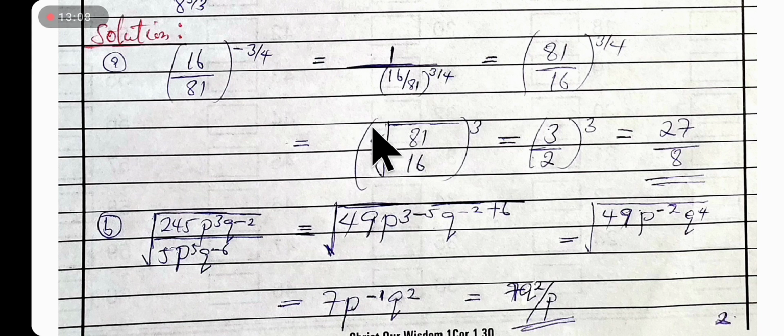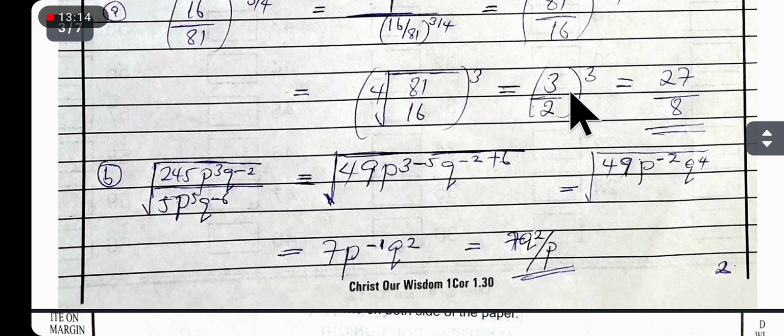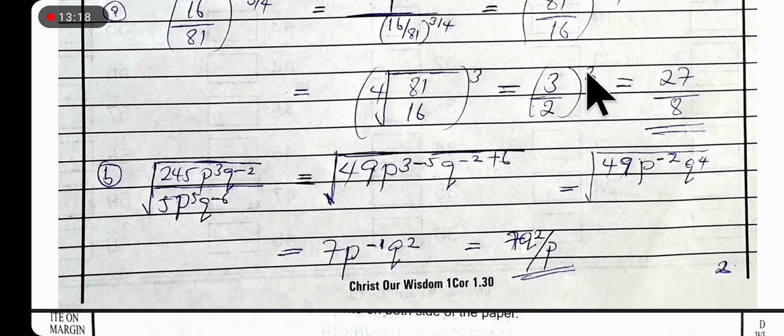Okay, your assignment is, how do you find fourth root? All right, find it out. It's a little assignment. Then 3 over 2, all raised to the power of 3. 3 raised to the power 3 is 27, and 2 raised to the power of 3 is 8.